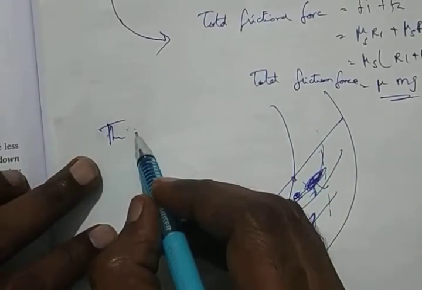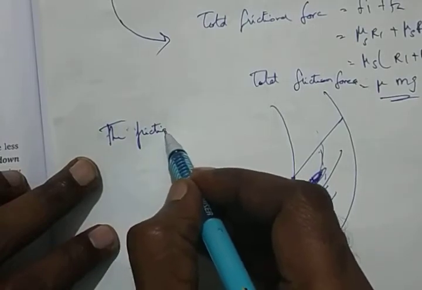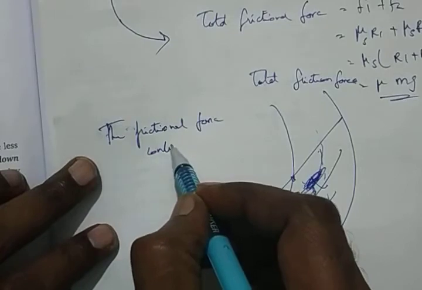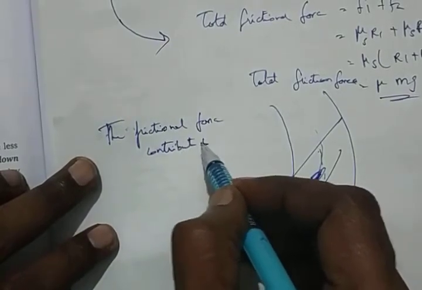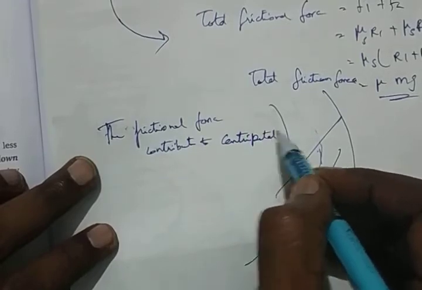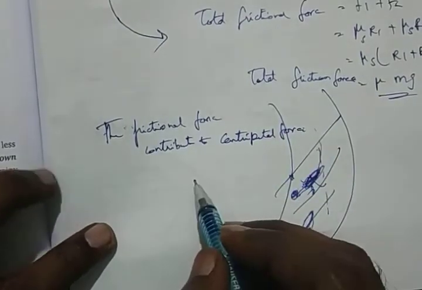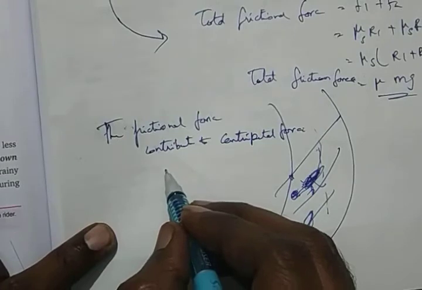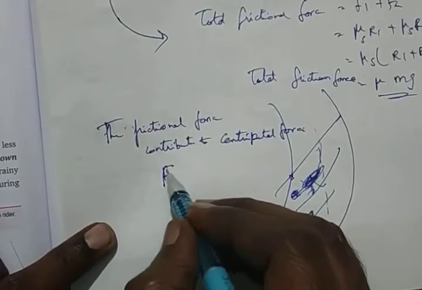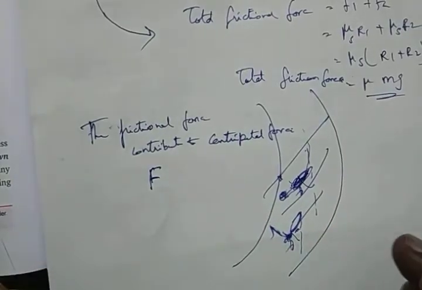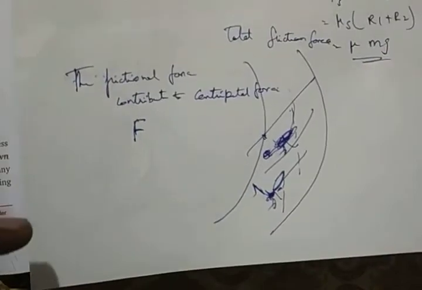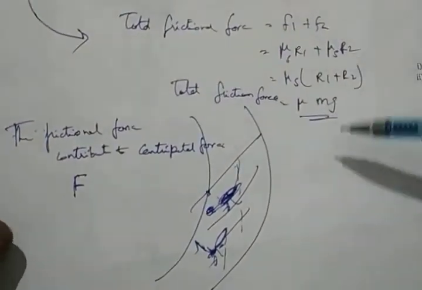I already told you the frictional force contributes to the centripetal force. The frictional force contributes to the centripetal force. So F now contributes to the centripetal force. Now look at this one. It's quite important to finally write this last expression. It's very, very important. Still, this much is pretty simple.